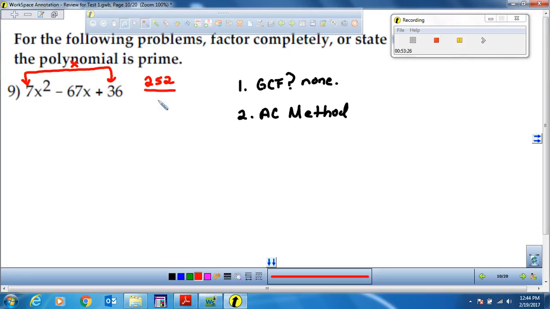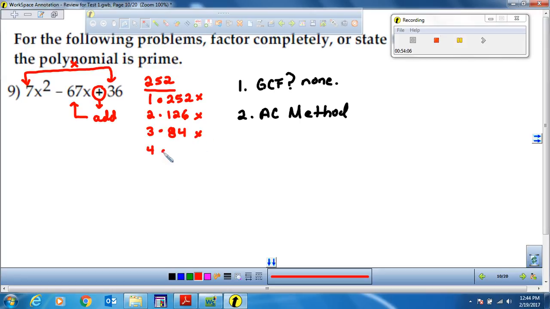So we need to find two numbers that multiply to 252 and at the same time add up to 67 or negative 67. Well, we'll put the signs in a bit. I'm not going to work with the signs yet, just 67. So 1 times 252: 252 plus 1 is not equal to 67, so these are not the factors. 2 times 126 multiplies to 252, but 126 plus 2 is not equal to 67 either. 3 times 84 is 252, but 84 plus 3 is not equal to 67.